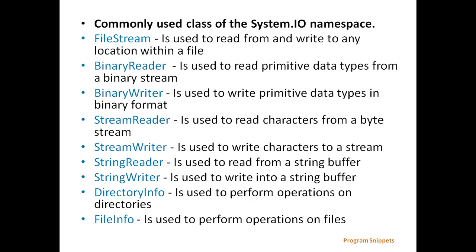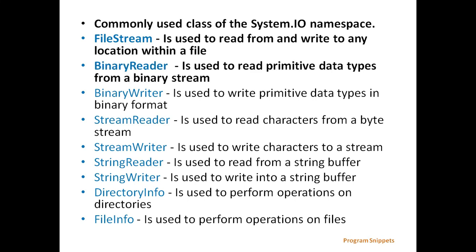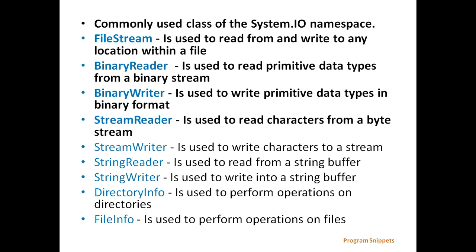Commonly used classes of System.IO namespace are FileStream, which is used to read from and write to any location within a file. Then BinaryReader. It is used to read primitive data types from a binary stream. BinaryWriter. It is used to write primitive data types in binary format. StreamReader. It is used to read characters from a byte stream. Then StreamWriter. It is used to write characters to a stream.